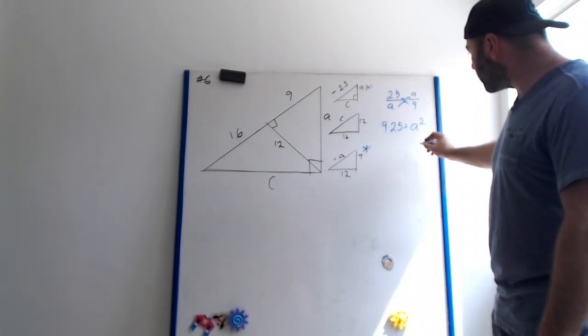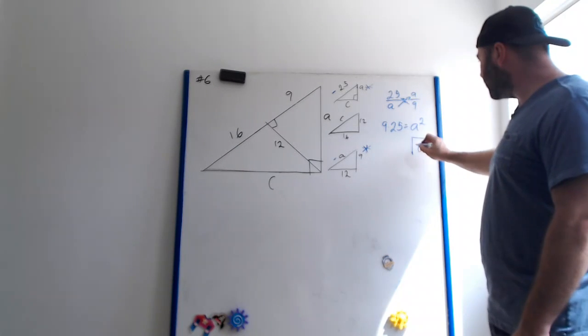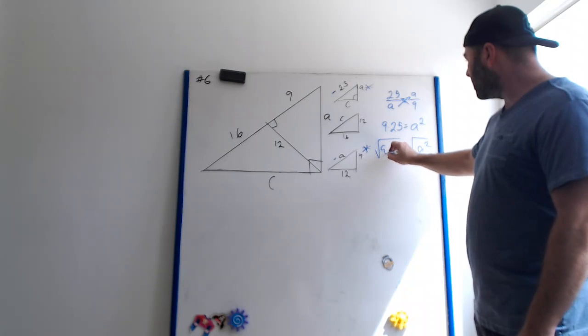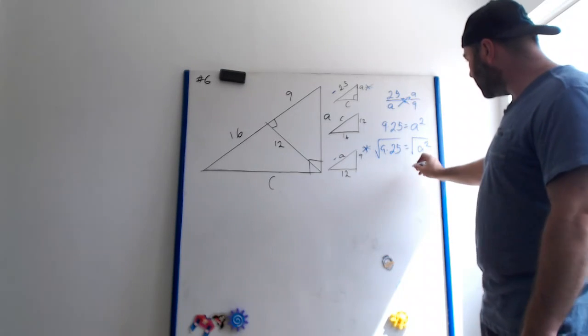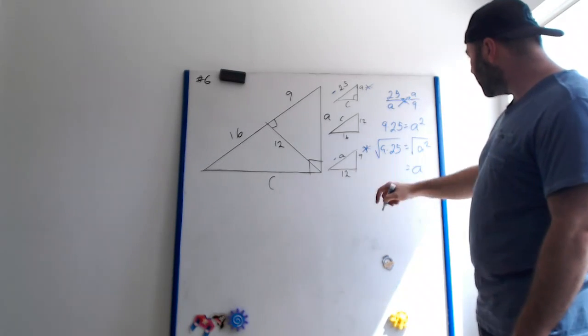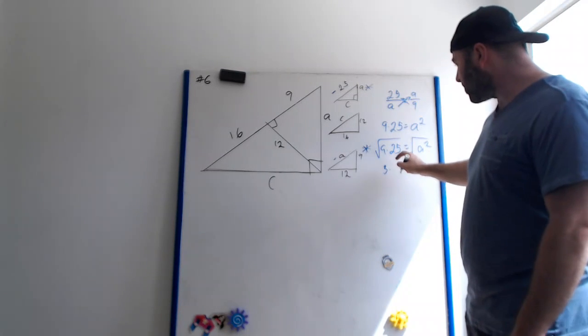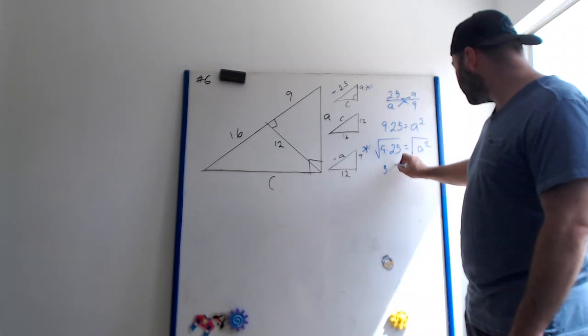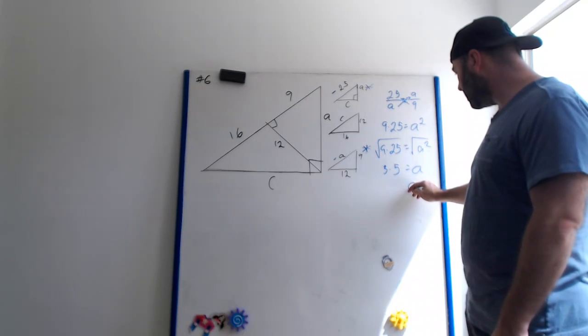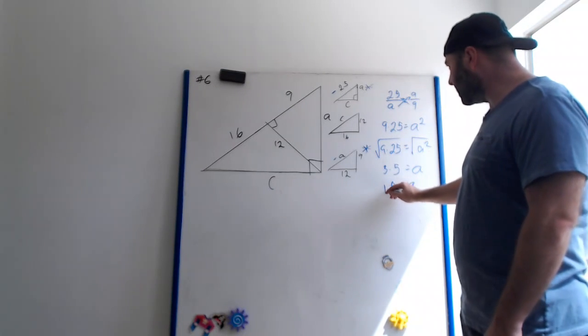So to get A alone, we're going to take the square root of each side. And since I left it like this, A is going to be equal to the square root of 9 times the square root of 25. So A is equal to 15.